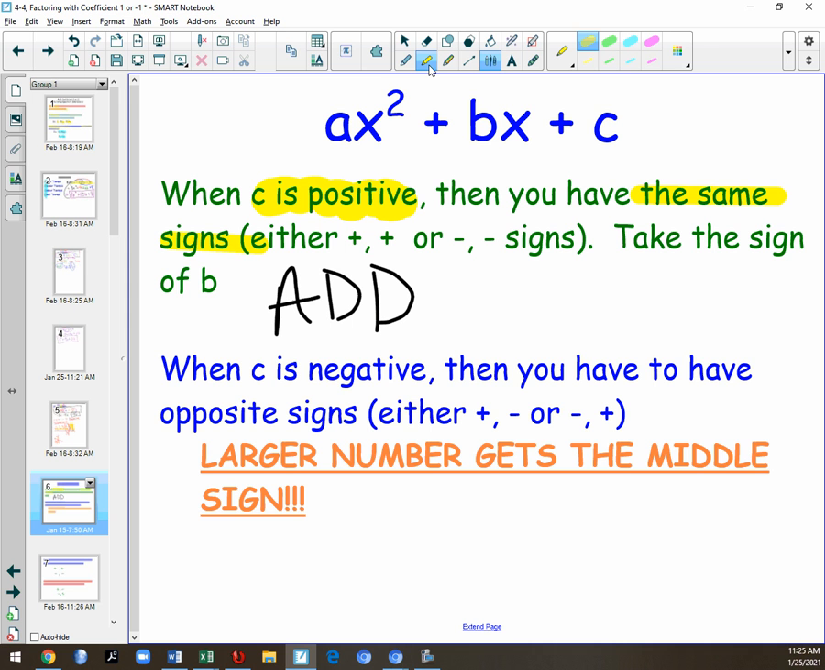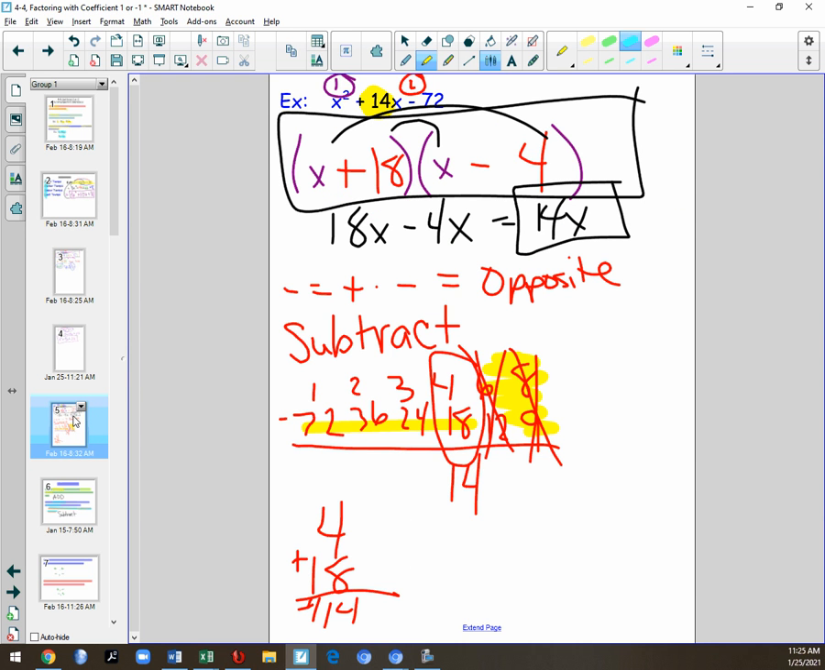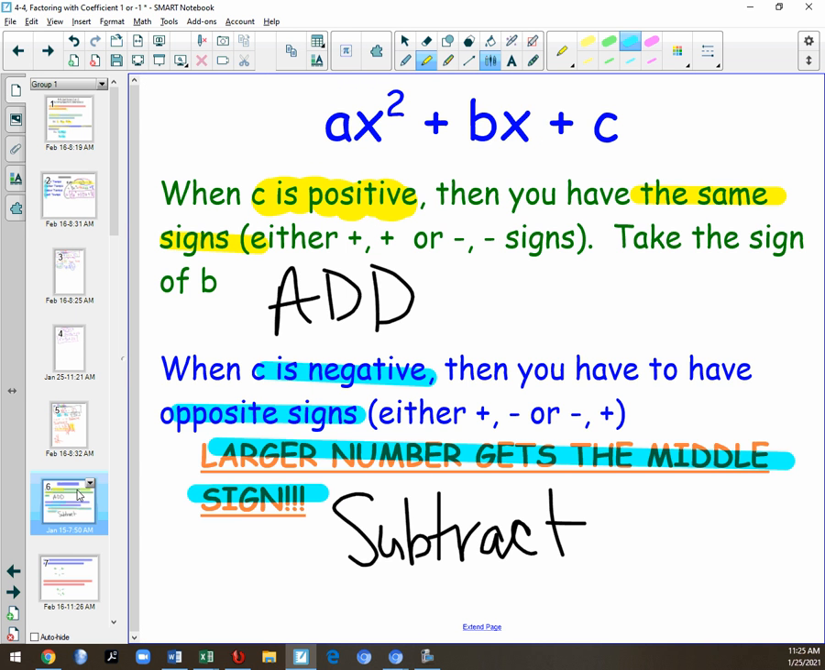However, when your c is negative, then you have to use opposite signs, and that means that you are subtracting. And this is super important that your brain understands this. The larger number gets the middle sign. What do I mean by that? Well, if you looked at our previous example, which number was larger? Was 18 larger or was 4 larger? 18 is larger than 4, so that's why the 18 gets the middle sign, which was plus. Okay, so that's what that means here.